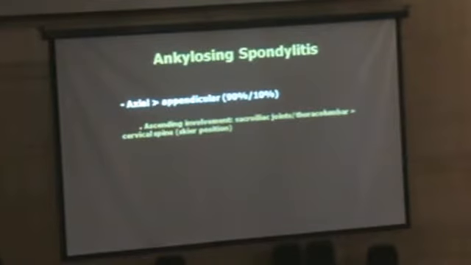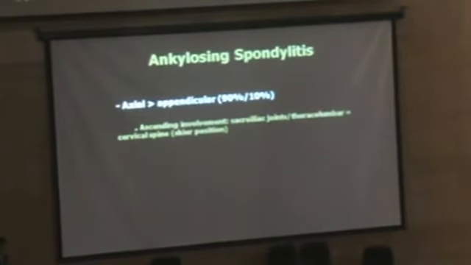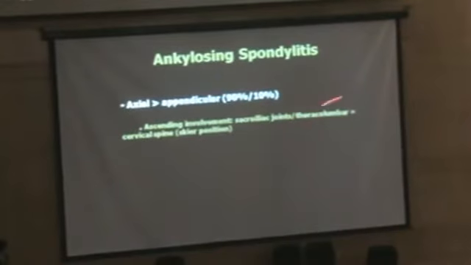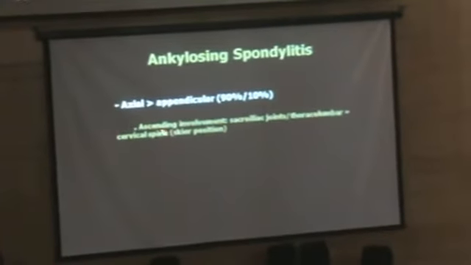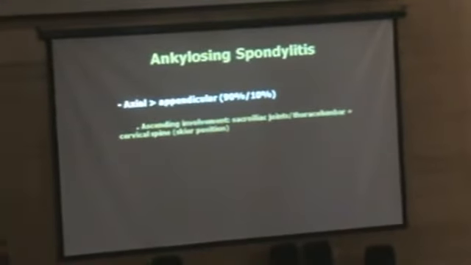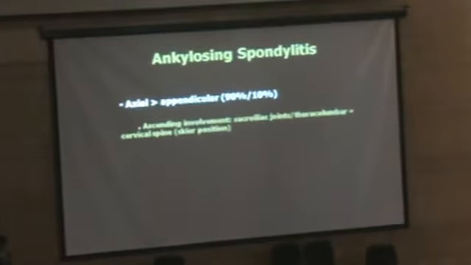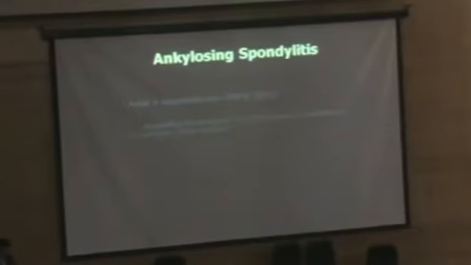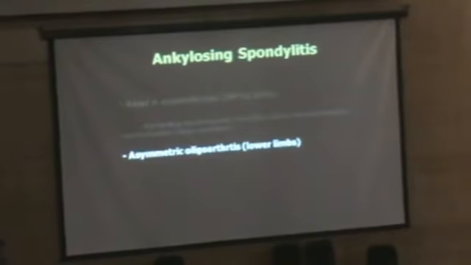This is not a rule, but it's often seen starting at the sacroiliac joints, so in the lower level of the axial skeleton, and then it goes to the thoracolumbar spine, and finally to the cervical spine. And at the end, of course, when we have a lot of ankylosis, the patient can have this skier position, bent like this, because he cannot move anymore. Everything is ankylosed, and we're going to see some examples of that.